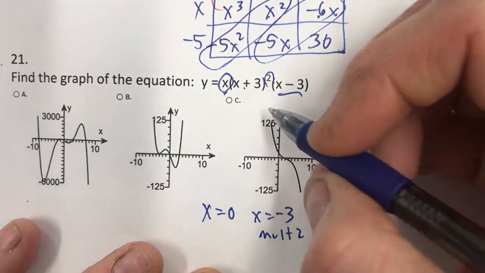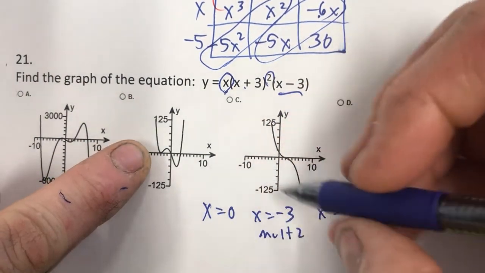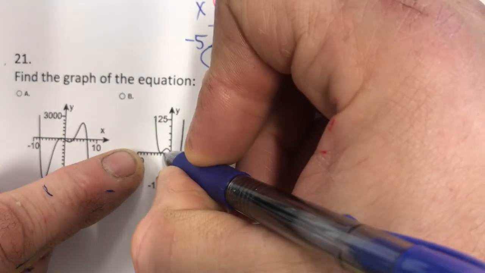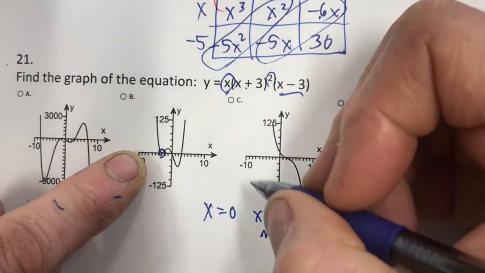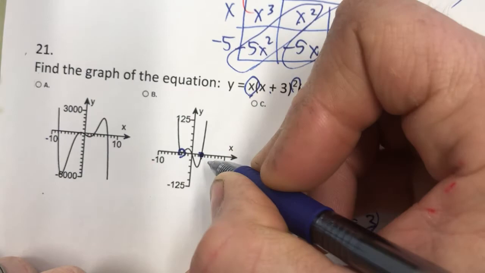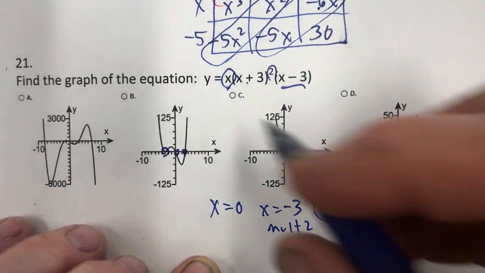Okay, so I'm kind of thinking it's this one right here. Because see, we got this negative 3, 1, 2, 3, and see how it bounces back off of the axis? We've got positive 3 over here, which means it goes through positive 3, then it goes through 0. So I think we're in good shape.